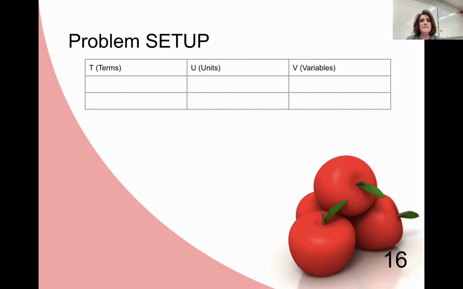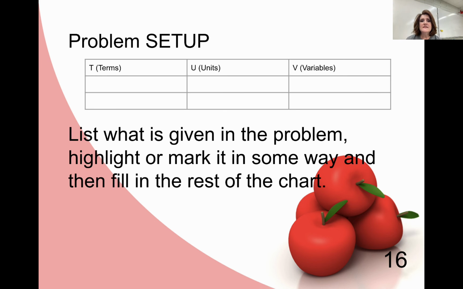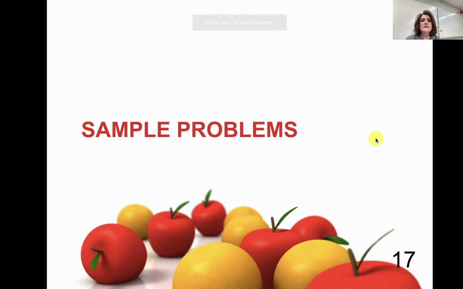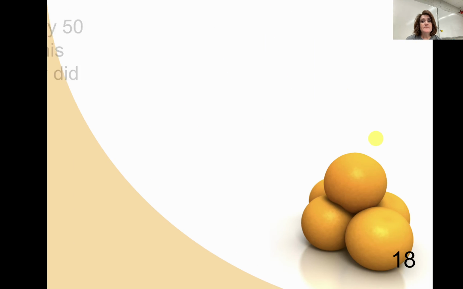So here's your problem setup. You're going to look at the terms, units, and variables, and then we'll get to those equations pretty soon. This is a list of what is given in the problem. You're going to highlight or mark them in some way, what is given, and then fill in the rest of the chart. One of the primary problems in any advanced science class is being able to pull the information correctly from the problem. So let's look at a sample problem.